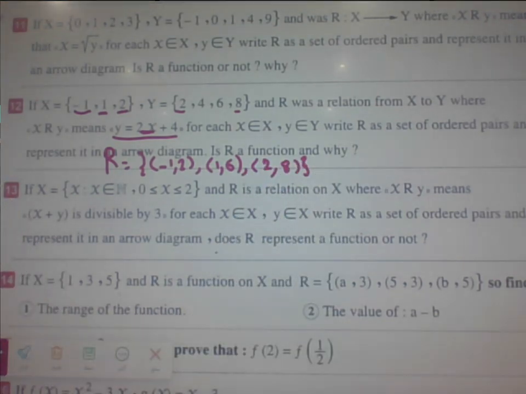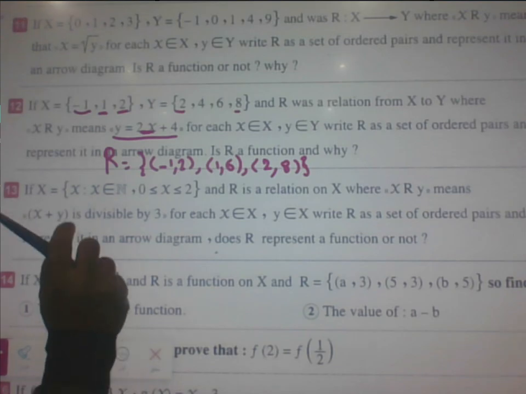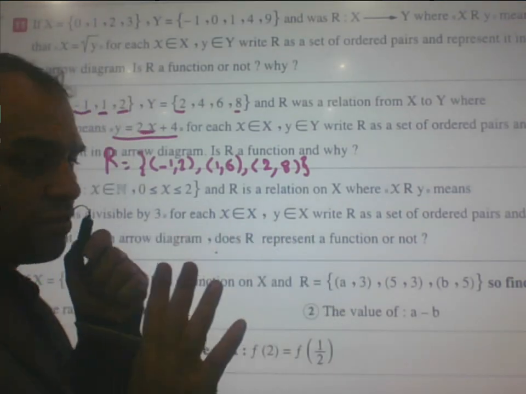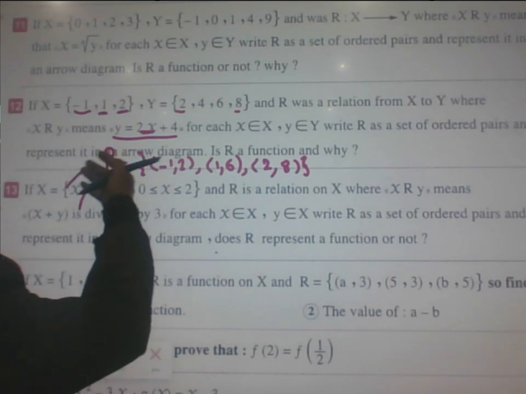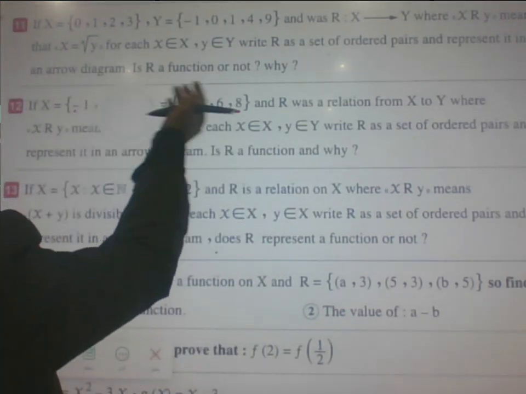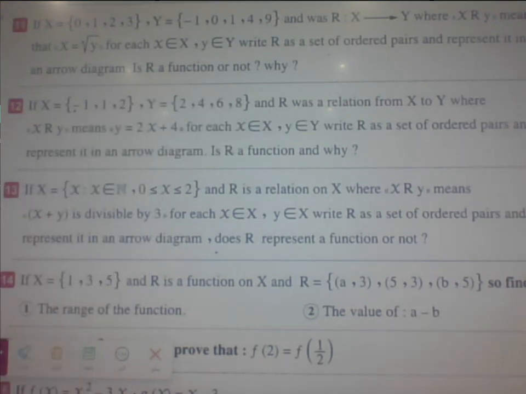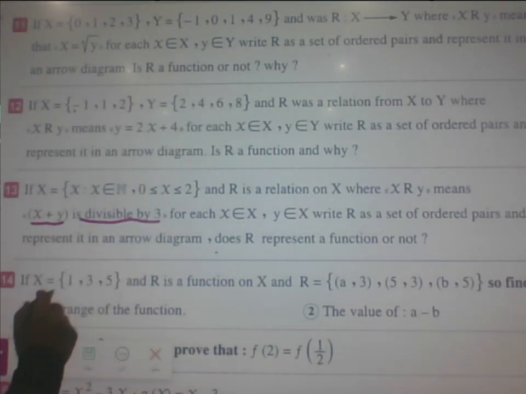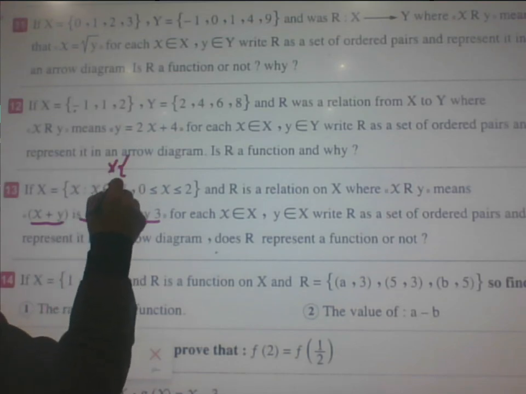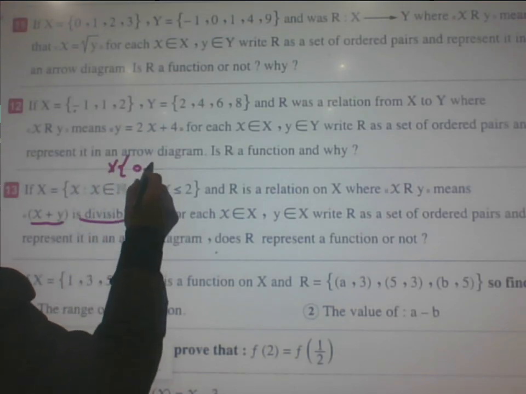And then you can also draw the arrow diagram. The function here is between x and y. The relation here, we call a function, because each element in x has only one image in y. Okay, you can draw the arrow diagram by yourself. It's easy for you. You can complete it. Next question. He tells me the relation x plus y is divisible by 3. We have the set of x as natural numbers starting from 0: 0, 1, 2.